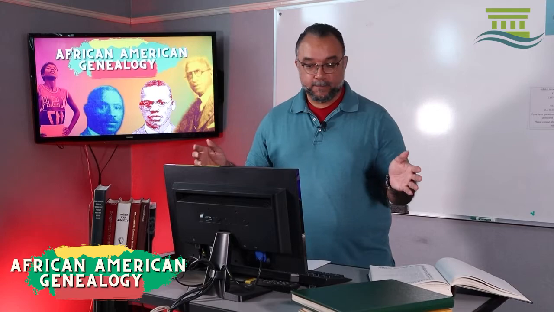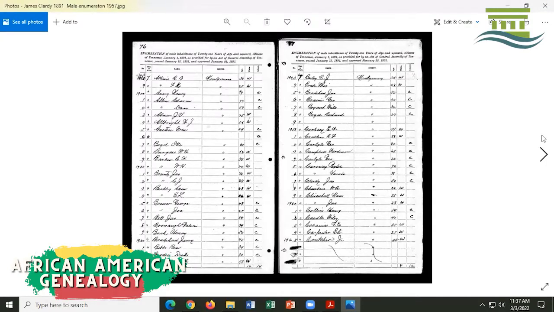All right. I had mentioned previously about how the 1890 census was destroyed in a fire. And in Tennessee, we're very lucky that we can have a bridge between 1900 and 1880. So what we have on our screens right now is an example of the 1891 male enumeration. It just lists all men over the age of 21, and James Clardy is on this page.